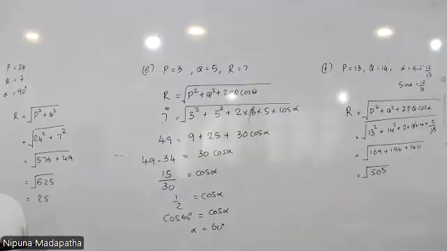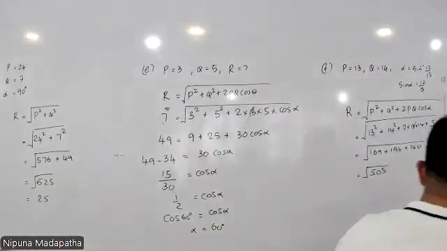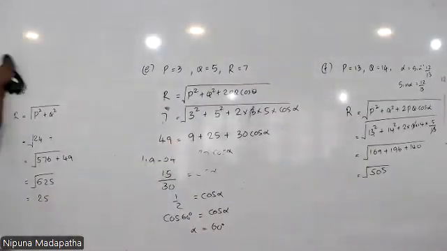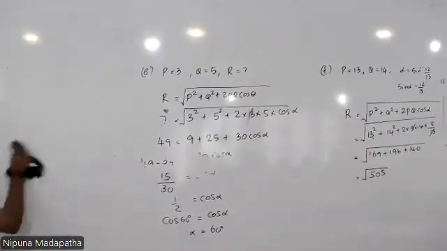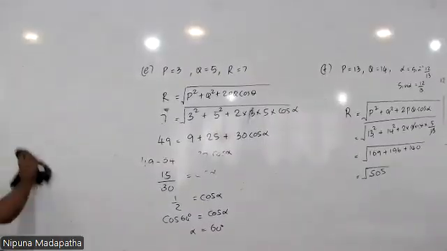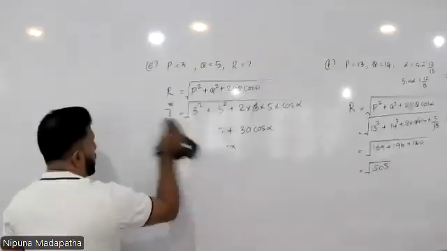Right. Finally, part G. What is the value of Q? Is it 3? 3. Right. I think the third question we did in the class.